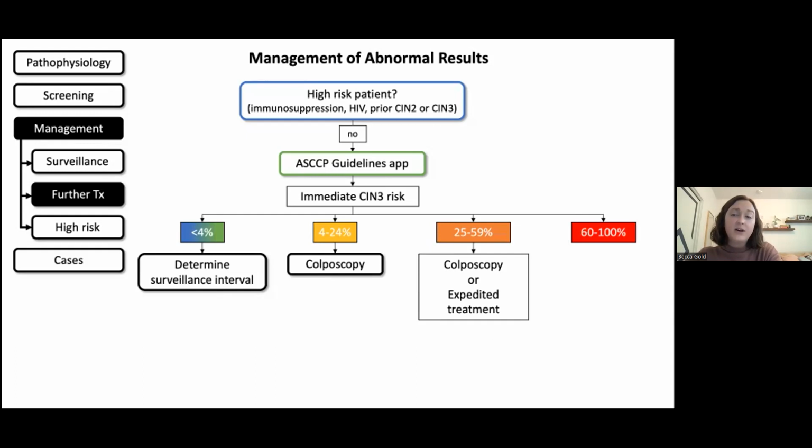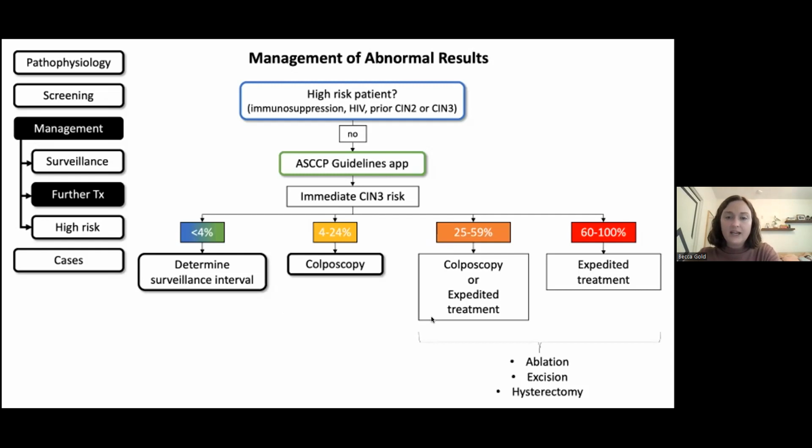And this is really based on shared decision-making, predominantly based on whether a patient desires future pregnancy. And then if a patient's immediate CIN3 risk is 60 to 100%, it would recommend expedited treatment. And expedited treatment is treatment without first undergoing colposcopy for those that are very high risk. Treatment options include cervical ablation, which would be cryotherapy, CO2 laser, or thermal ablation. And then excision would be cold knife cone, loop, or LEEP, or a laser cone. And then finally, hysterectomy is also an option.